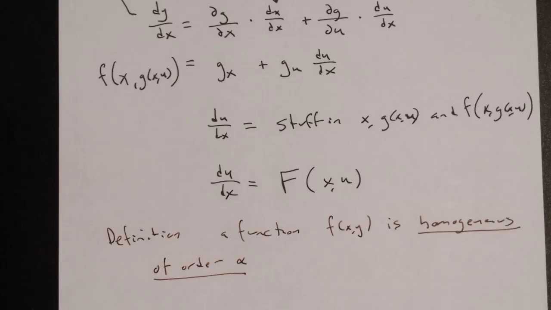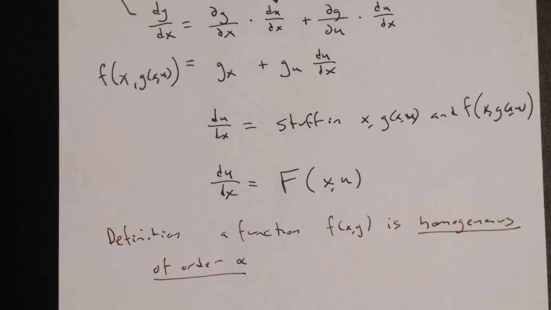A function of two variables is homogeneous of order alpha. Wait a minute. I've heard that word before. Homogeneous. Where did we use that word before? Courses I know you've taken.